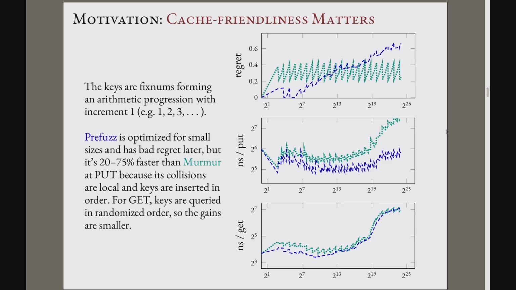But if we take another example where keys are fixed nums, 1, 2, 3, basically, murmur behaves as it always does. But prefuzz starts out really strong, has almost zero regret for really small hash table sizes, starts to degenerate in terms of regret. More and more keys end up in the same bucket, and eventually it becomes pretty bad at large sizes.